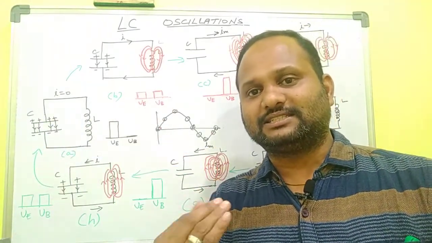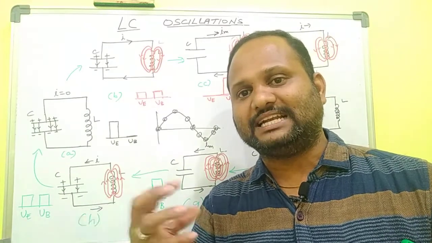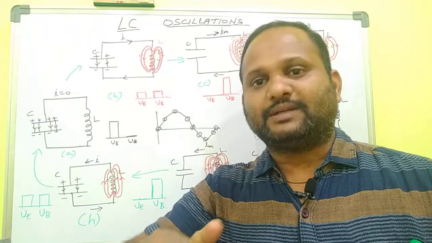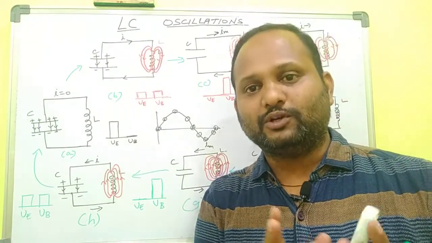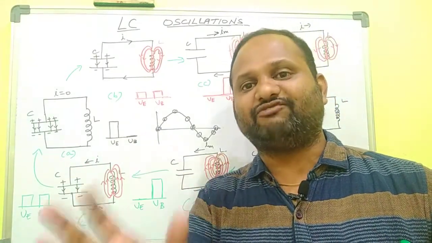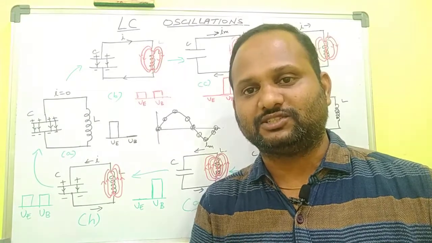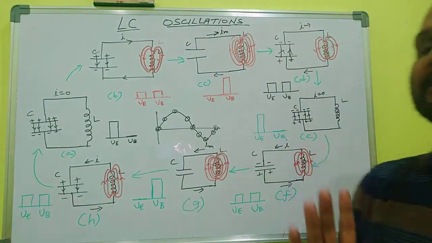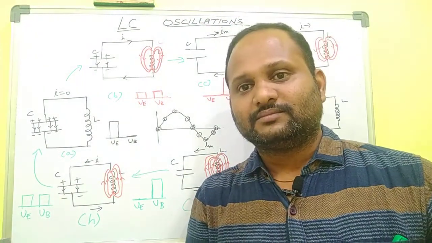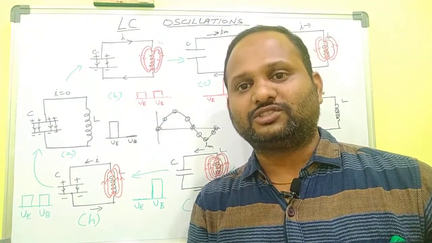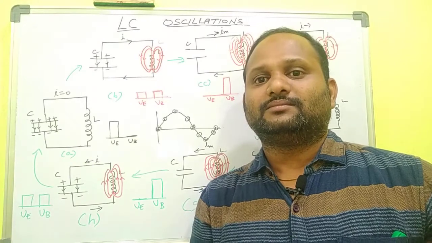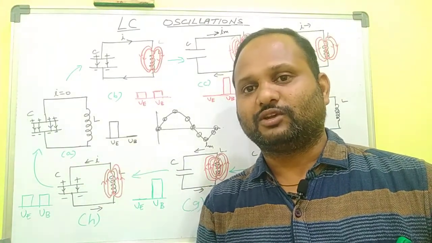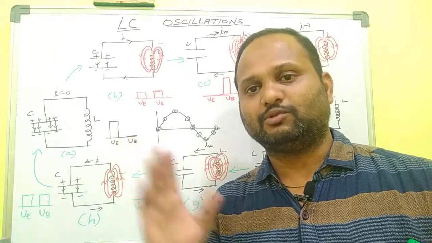Here the energy is oscillating back and forth between the capacitor and inductor. So it produces oscillations of definite frequency. These types of oscillations are called LC oscillations. These LC oscillations are the most important thing. They have several applications. In future we are going to discuss this.